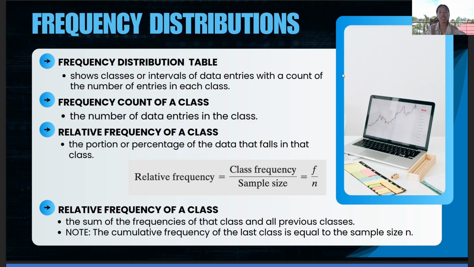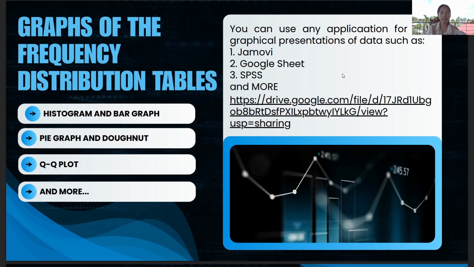So this assesses intervals of data of interest with a count of the number of entries in each class. Frequency count of a class is the number of data entries in the class, and the relative frequency of a class is the portion or percentage of the data that falls into that class. So the formula of relative frequency is equal to class frequency divided by sample size, or is equal to F divided by N. Cumulative frequency of a class is the sum of the frequencies of that class and all previous classes. Note that the cumulative frequency of the last class is equal to the sample size, or N.